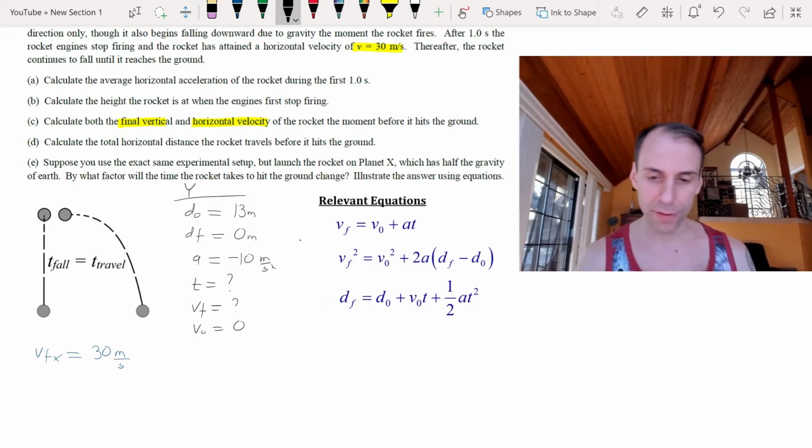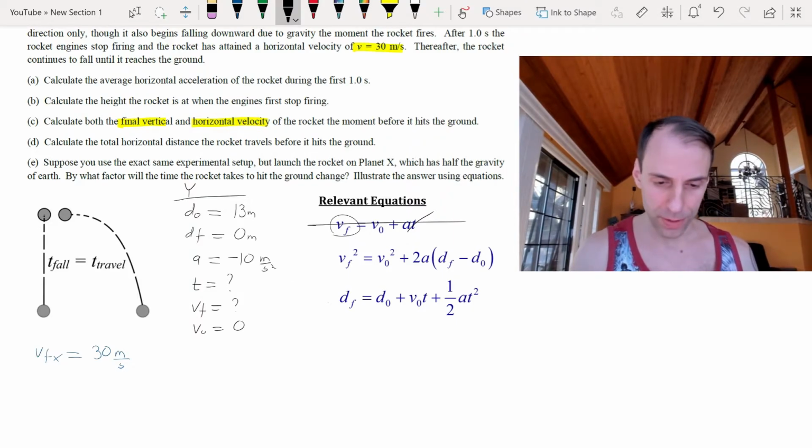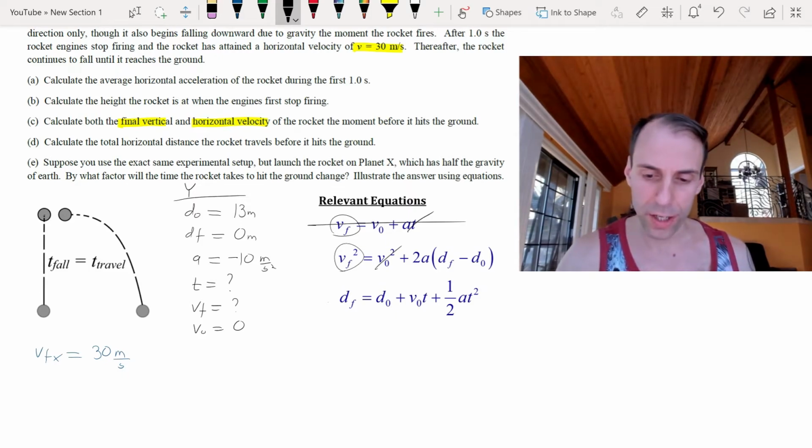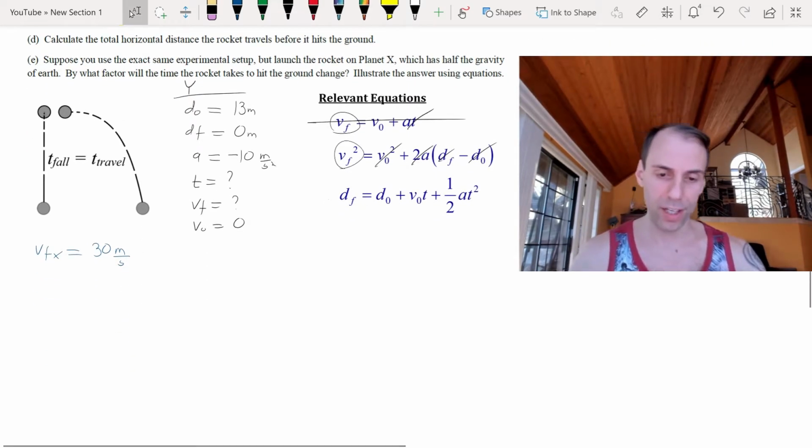Now we're trying to find V final. We have all this stuff in front of us. Which equation is relevant? Well, the first one, fine, we have V final in it, but we need time. Can't use it. Second equation, we have V final, which we're trying to solve for, so that's good. We know that V initial is 0. We have the acceleration, that's good. And we have D final and D initial, so let's proceed with the second equation.